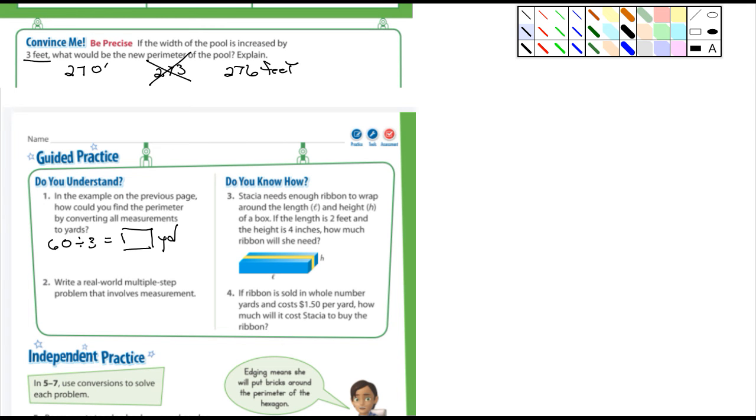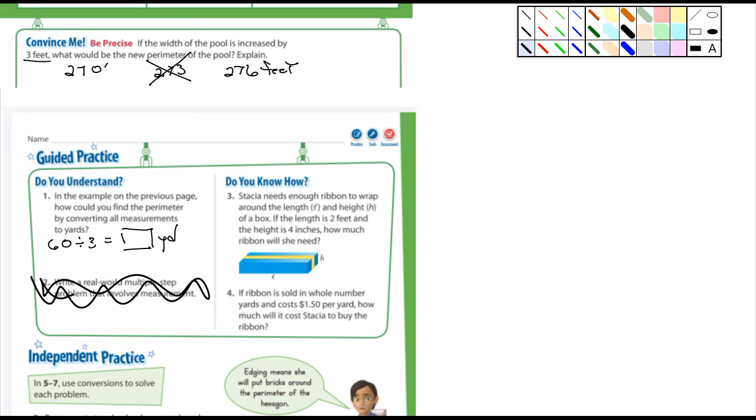Write a real world multiple step problem that involves measurement. Yeah, not worried about that because I'm not going to try to figure out all the examples that you guys could come up with, and there'd be quite a few. So we're not going to worry about number 2 there.